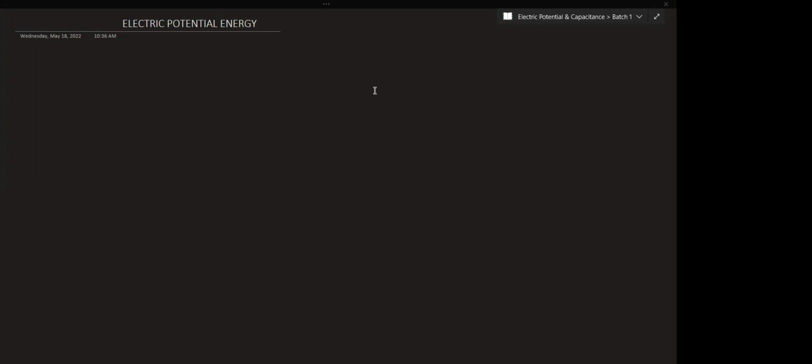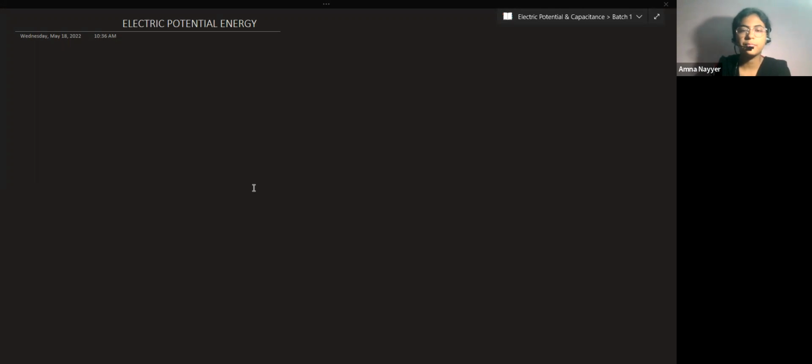The surface at which at every point the potential is same. Potential is same. The surface at which, if you consider any point, then the potential will be same. Whatever is the value of potential, that will come out to be same.